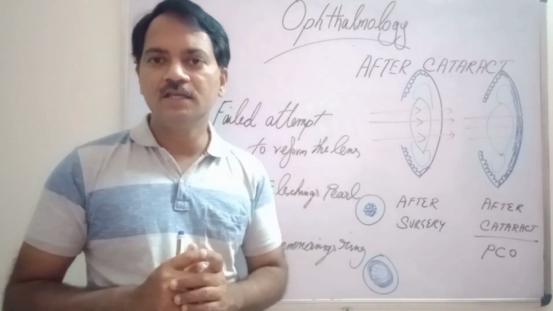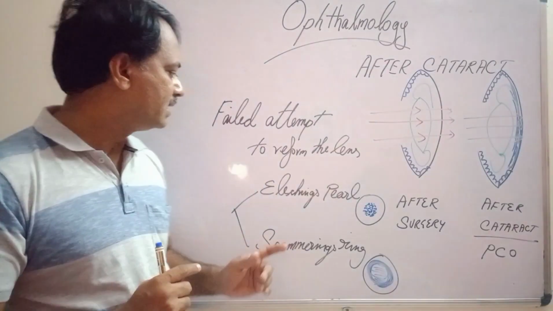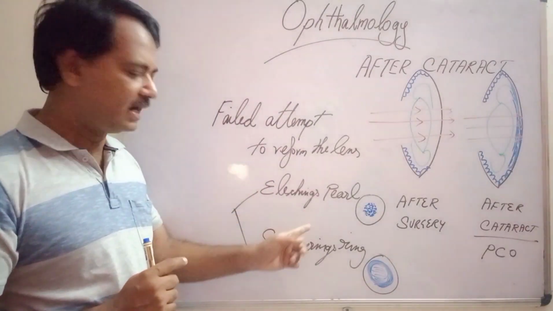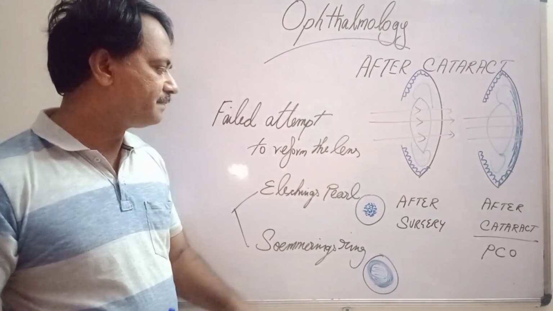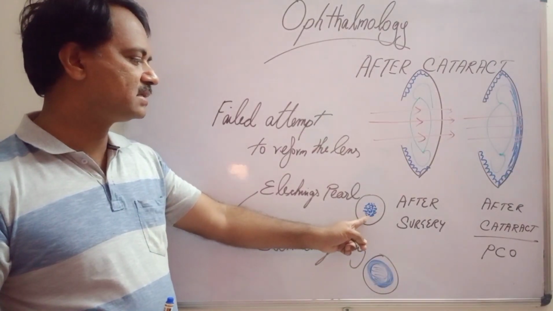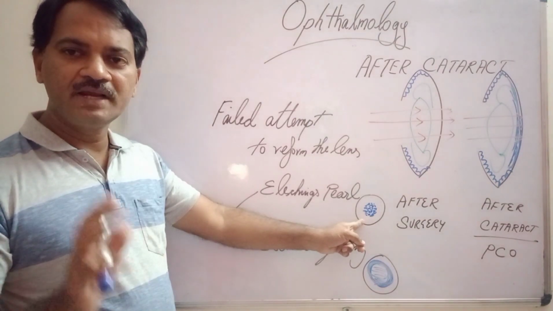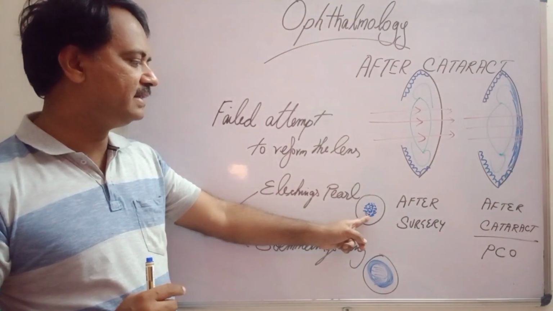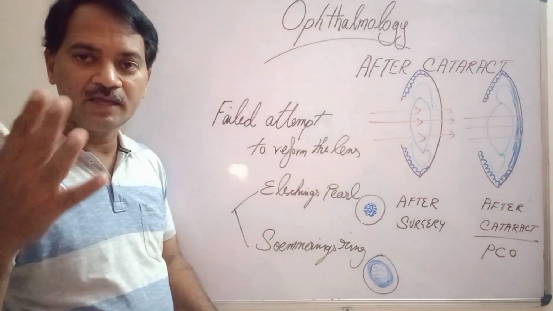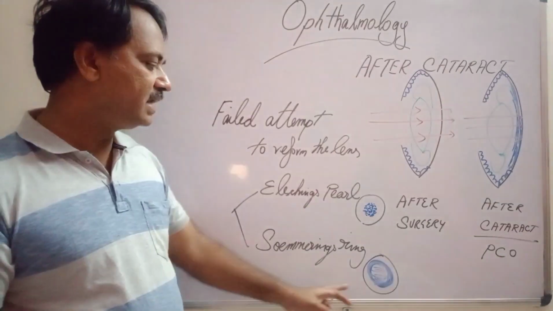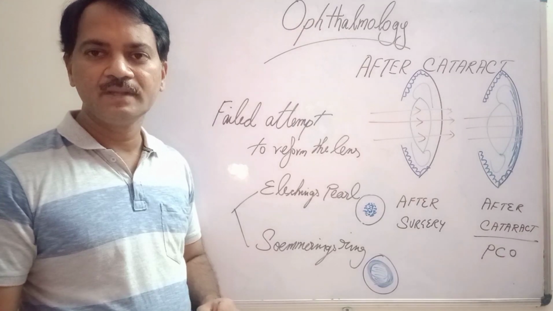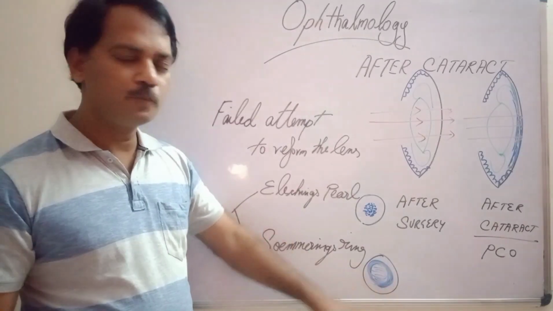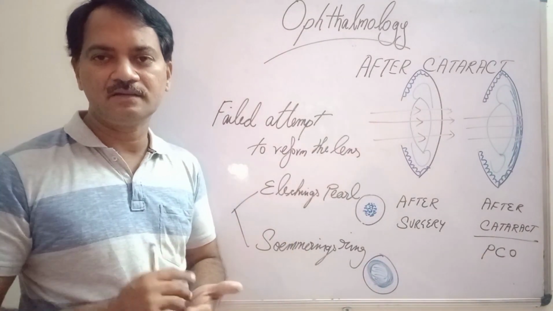After cataract is of two types, that is Elschnig's pearl and Soemmerring's ring. Elschnig's pearls appear whitish, with a bunch of grape-like appearance behind the glistening reflex, that is behind the IOL. In Soemmerring's ring, you'll have a ring-shaped whitish opacity, and in the center portion there will be a thin sheet of opacity.